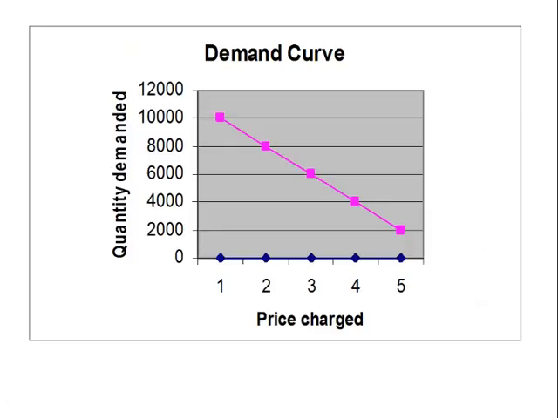Now here is a graph, the price charged and the quantity demanded, and we can see as the price goes up, the quantity demanded goes down. If we're given a graph, the horizontal axis indicates the independent variable and the vertical axis indicates the dependent variable.